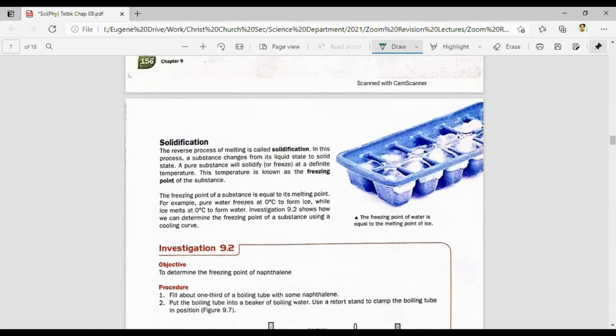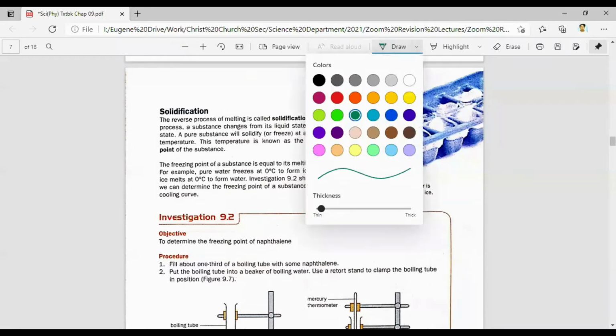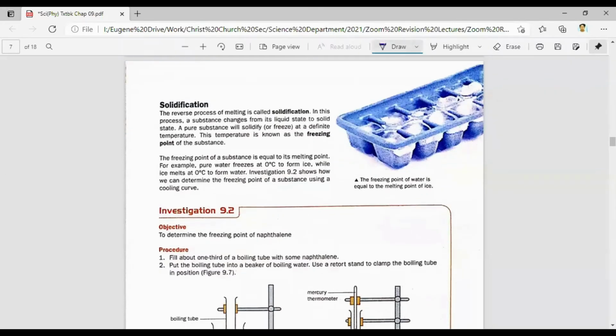Okay. Now, next part is solidification. It's actually the other way around. So the reverse process of melting is called solidification. I think many of you would know this as freezing. Most of you will term this as freezing. So the temperature at which the substance freezes, we of course call it the freezing point, or sometimes you will see it's called the solidification point. It's kind of weird, but okay, whatever.